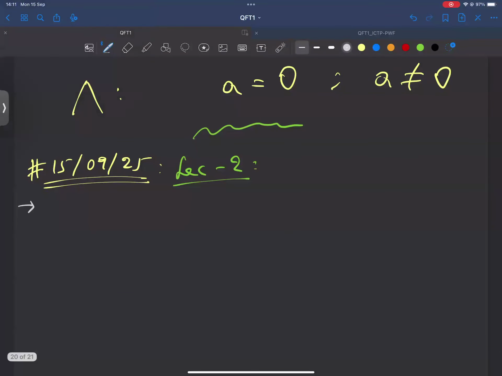Right. Okay. So my iPad is visible, right? Yes. Good. Okay.